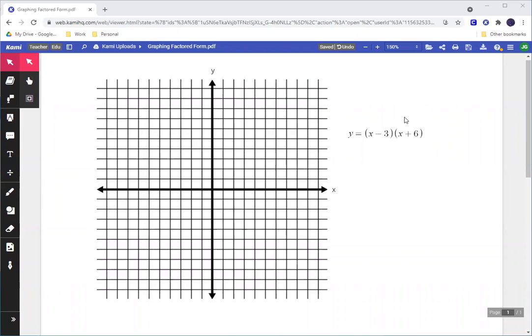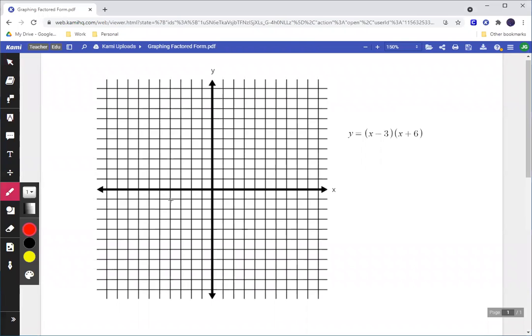Okay, when considering graphing equations in factored form, it is seen as easier, and it is easiest, to consider the x-intercepts. The reason for this is because x-intercepts all follow a pattern.